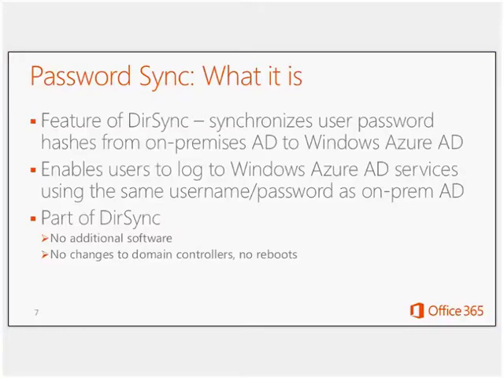So let's get started. What is password sync? It's a feature of the Windows Azure Directory Synchronization tool. It allows you to synchronize user password hashes from an on-premise AD to Windows Azure AD. In essence, that enables your customers to log on to Windows Azure AD services such as Office 365, Intune, and CRM Online with the same username and password that users would use on their on-prem Active Directory.